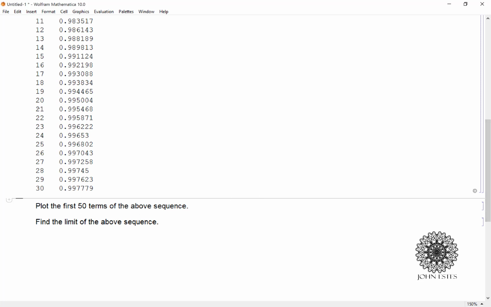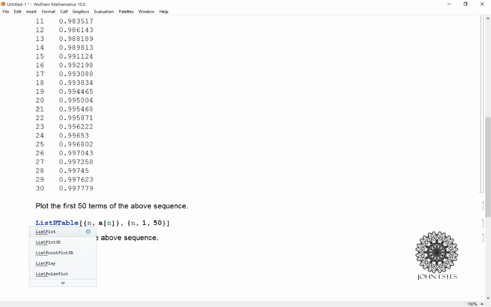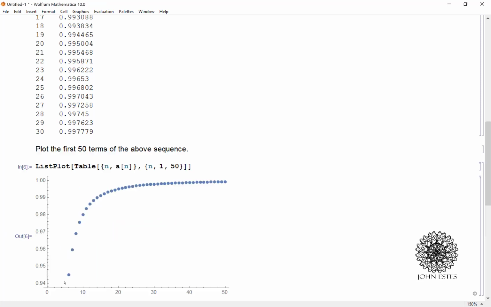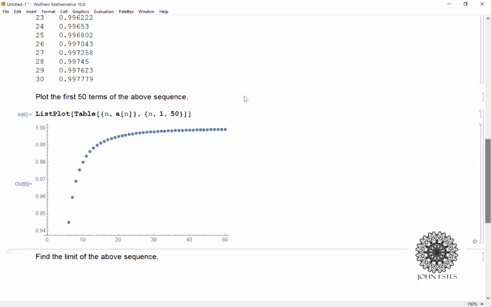All right, now to plot the first 50 terms of my sequence, which is what I want to do next, I'm going to use ListPlot. At first I need to generate a table of points, so I'm going to use Table again, just like we just did, and I'm going to go n from 1 to 50 this time. Now that just gives me a table just like I had. But to plot this, I'm going to use the ListPlot function around that table. And there it is. There are the first 50 terms of the sequence plotted in a ListPlot.